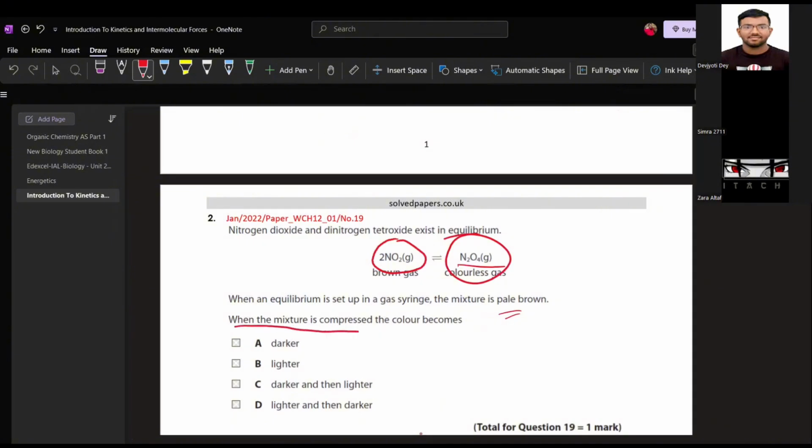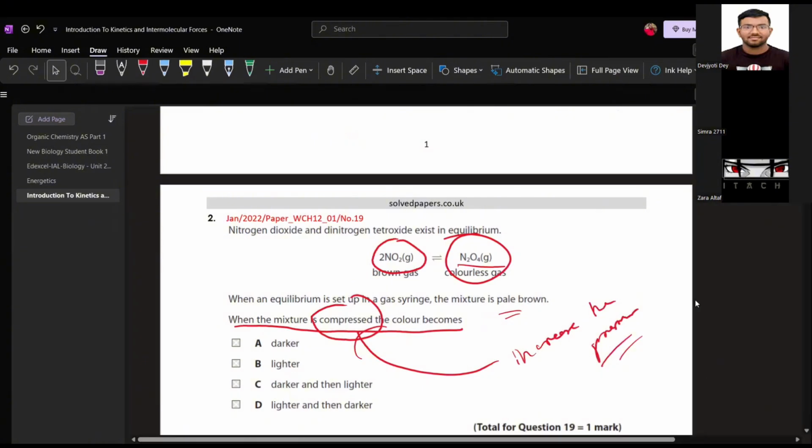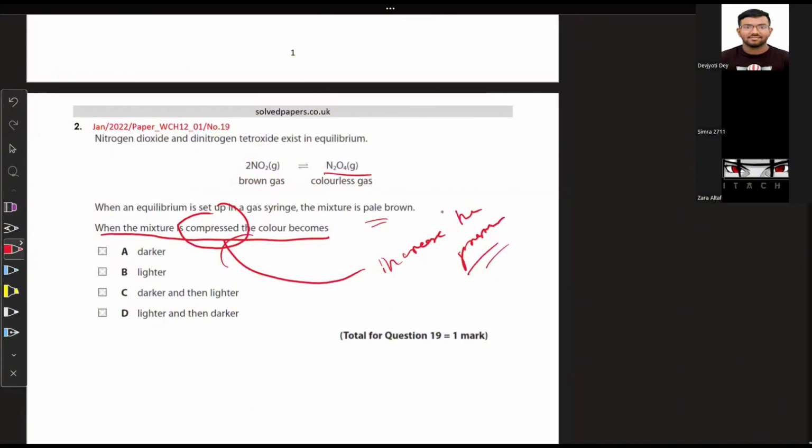Now, when the mixture is compressed, what do we mean by compressed? Do we increase the pressure or decrease the pressure? We increase the pressure. Exactly. So if we increase the pressure, what do you think is going to happen here? Look, it's a little tricky, but it's going to shift to the right side, so there's going to be more N2O4. So it's going to get lighter. Yeah, it is going to get lighter, but there is a trickiness here. So you're saying that if we increase the pressure, it's going to shift to the right side, right?